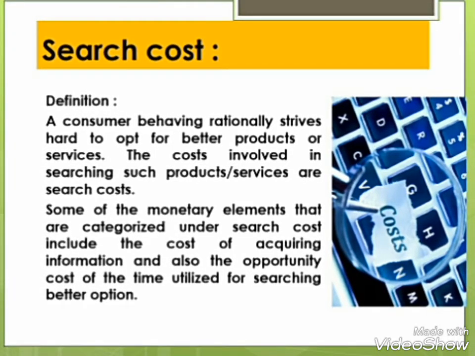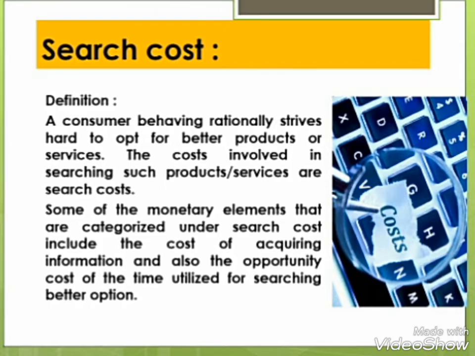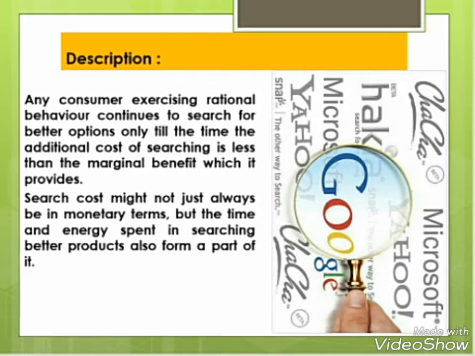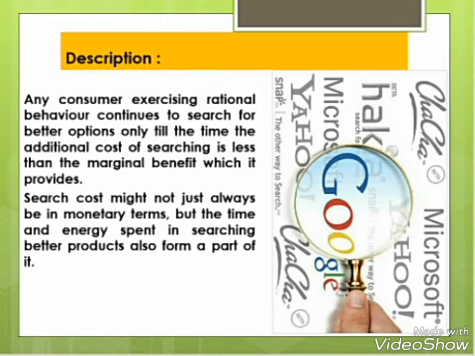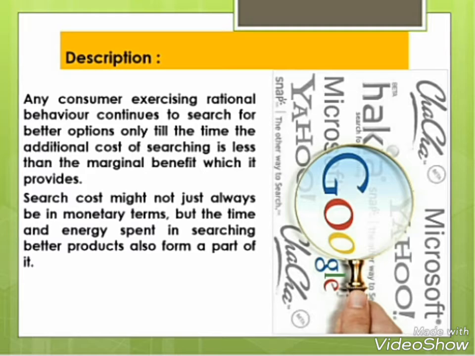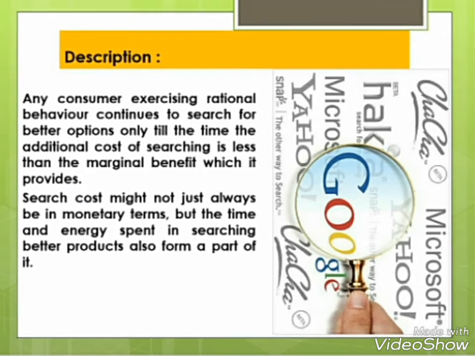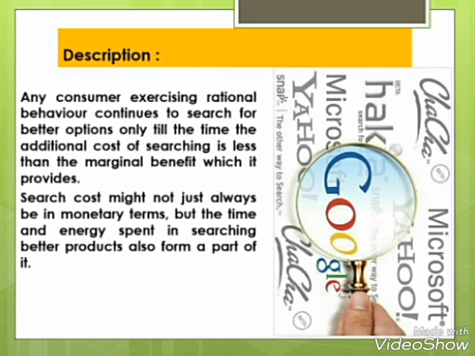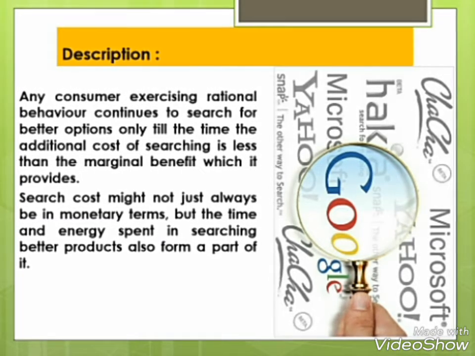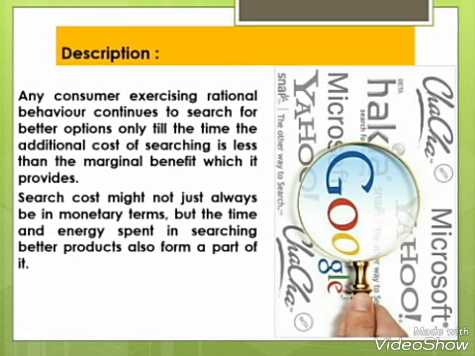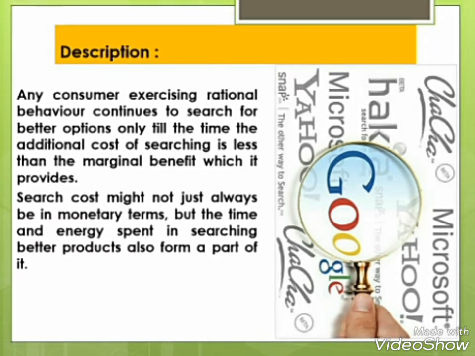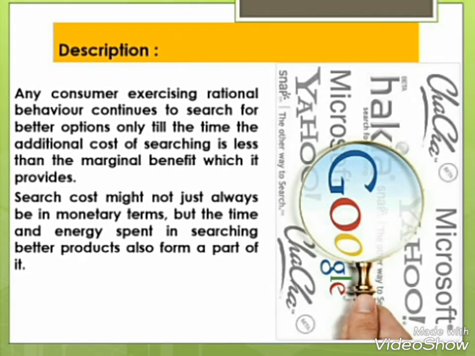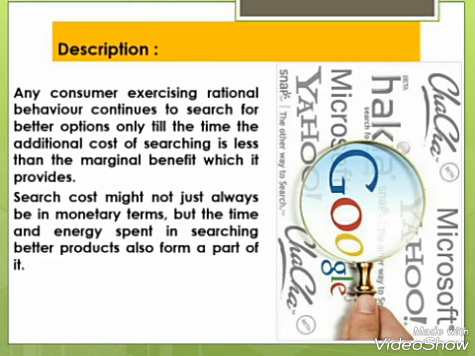Sometimes we need to purchase a product, then we have to find out the information regarding the product. For finding the information, we use the internet, and that internet uses MBs, and we have to pay for the MBs. So that cost is included in search cost. Search cost might not always be in monetary terms, but the time and energy spent in searching for a better product also form a part of it.